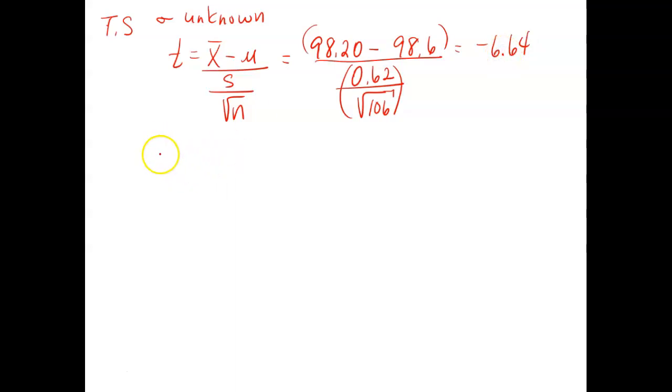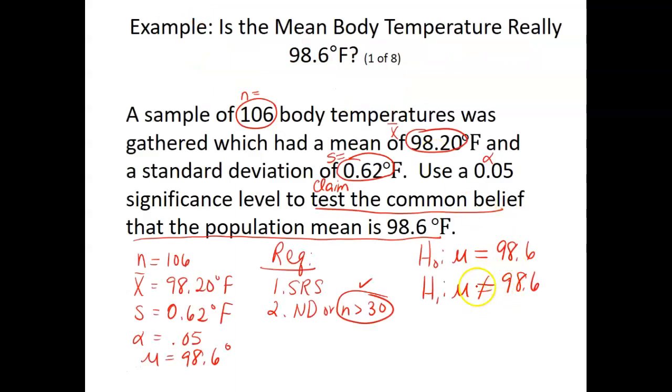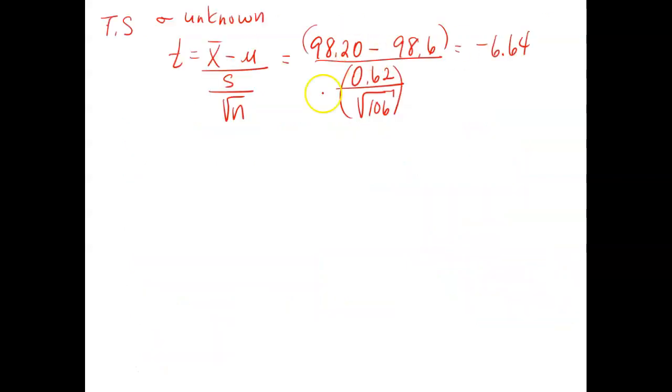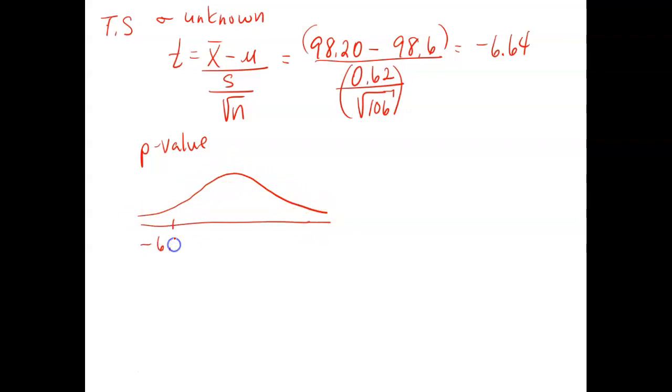and we get a test statistic of negative 6.64. Okay, our null hypothesis, or our alternative hypothesis, excuse me, was a does not equal. So because of that, if we look back here, this tells me that it is a two-tailed test, and that's going to be important. So when I look at finding my p-value, I need to keep that in mind. Okay, so this is a t-distribution. I have a test statistic of negative 6.64. And I need to find this.